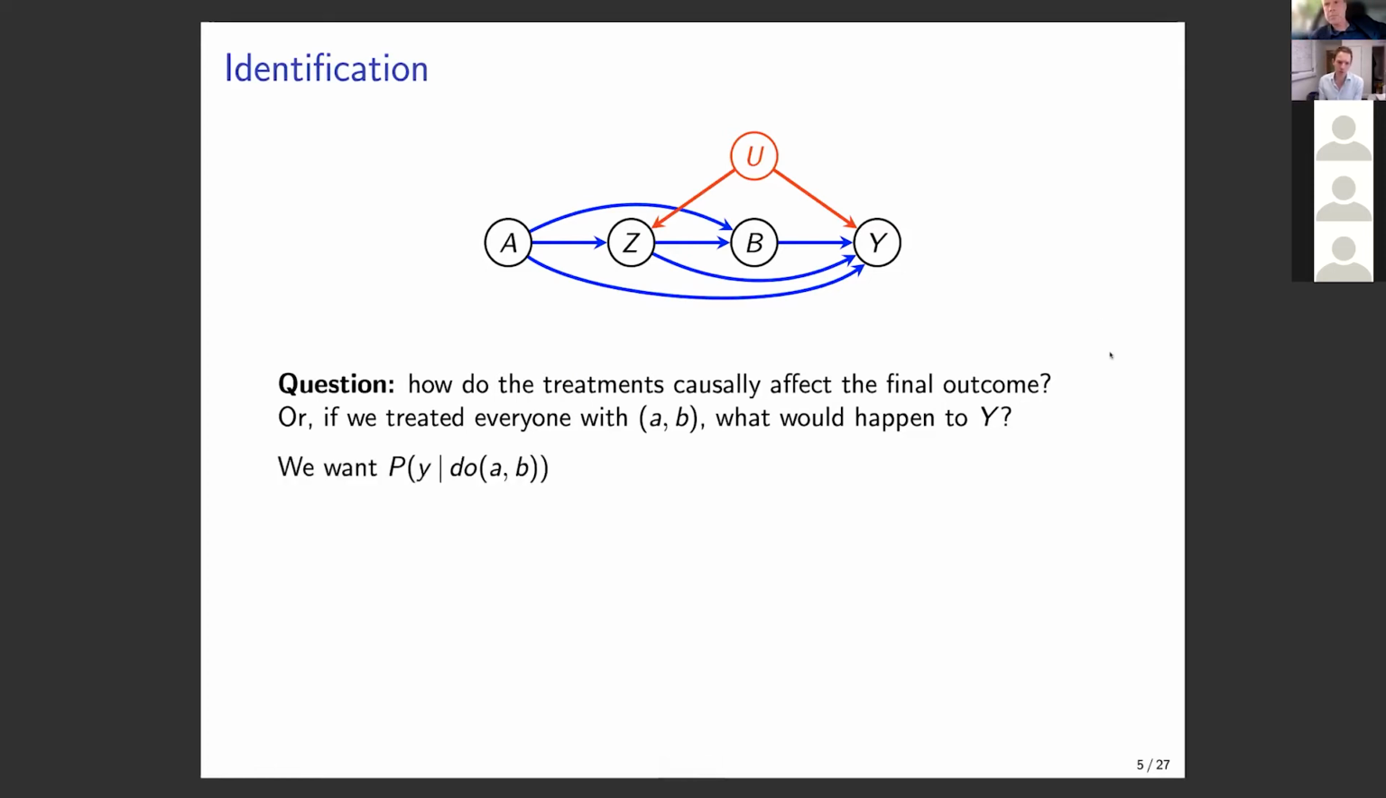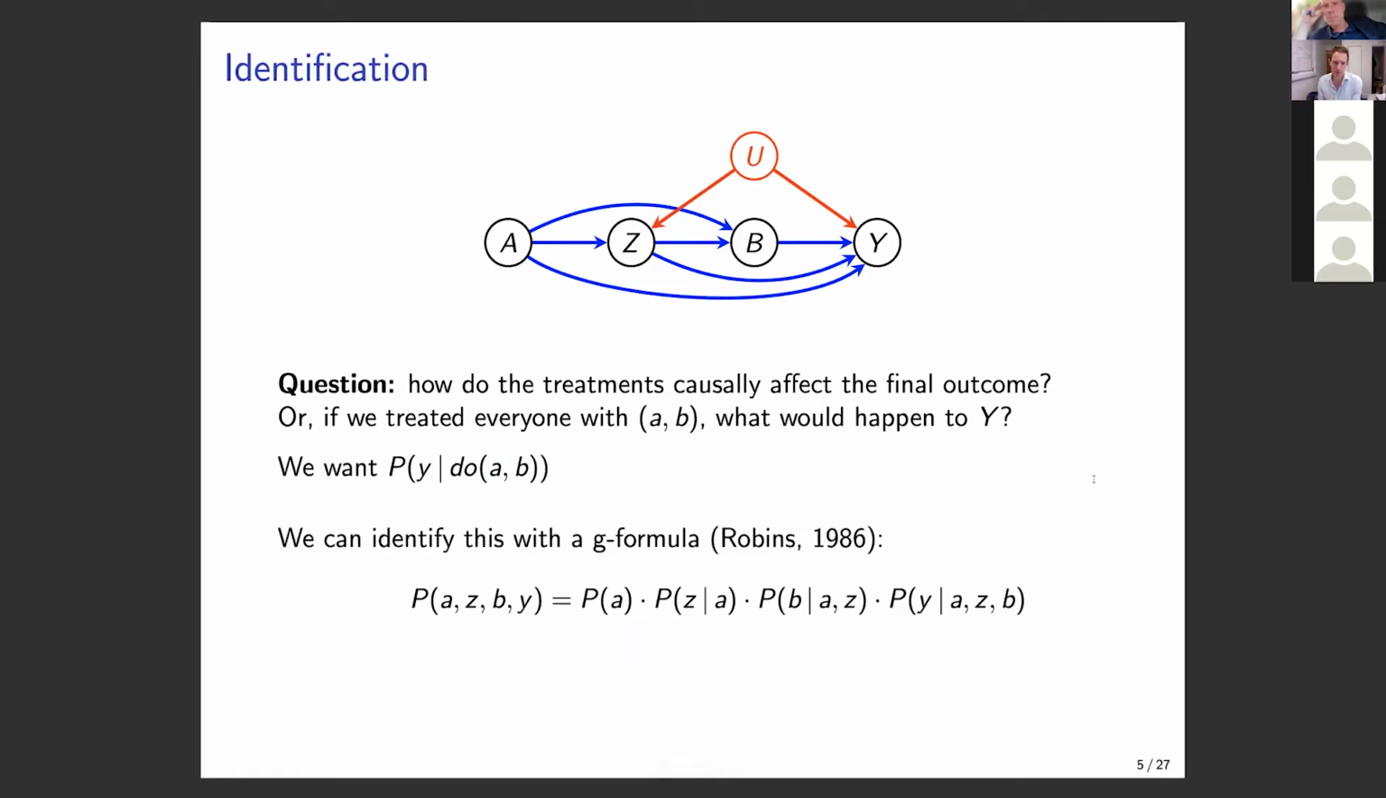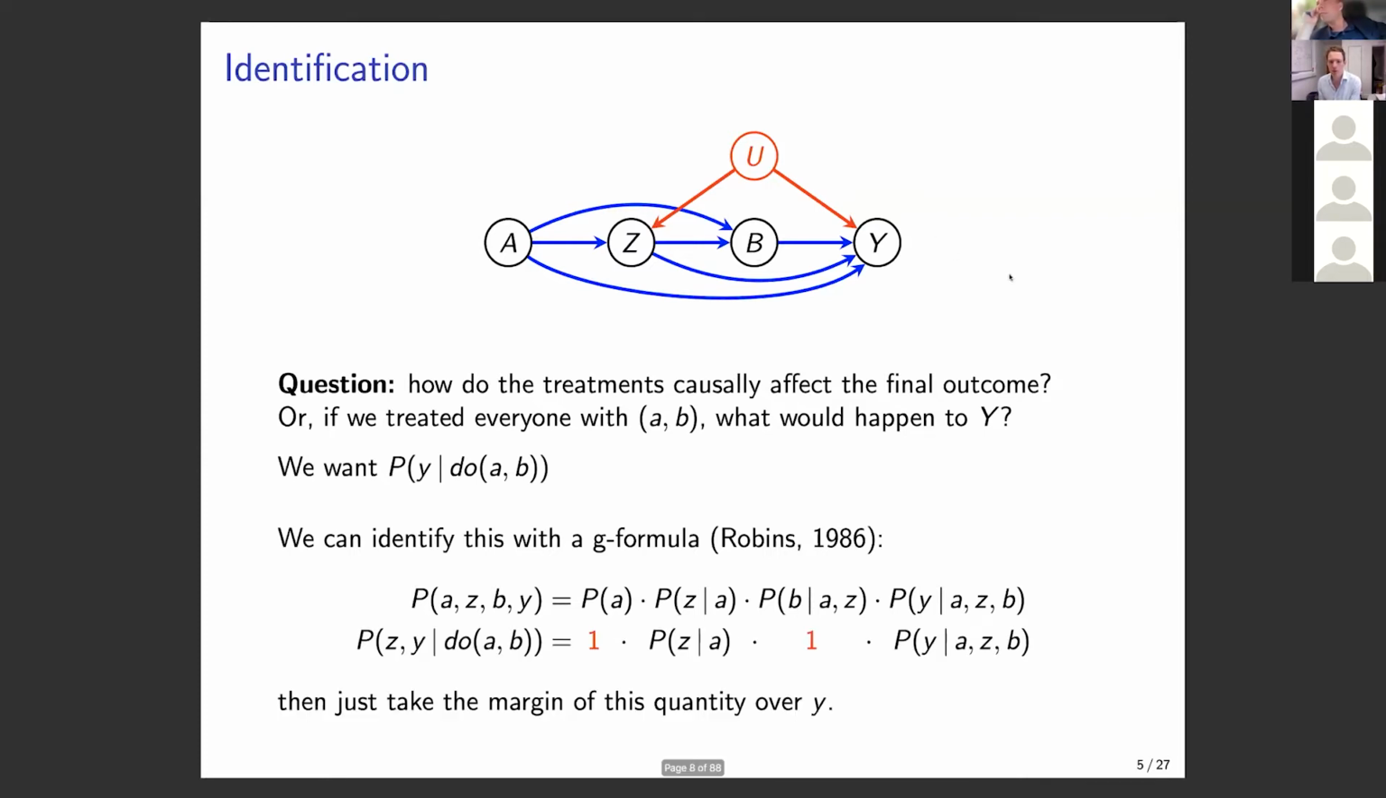So we want this distribution, which I'm going to denote with the do notation. It's the distribution of Y given that we intervene to set A equal to little a and B equal to little b. It's been very well known for a long time how to identify this, first due to Robins. So we just write out the factorization according to the causal order. And then because A and B don't have any unobserved parents, we can just truncate those terms to replace them with ones. And we get magically the distribution of the remaining variables, Z and Y, after intervening to fix A and B. And then if I want this distribution only over Y, I just sum out Z or integrate out Z.